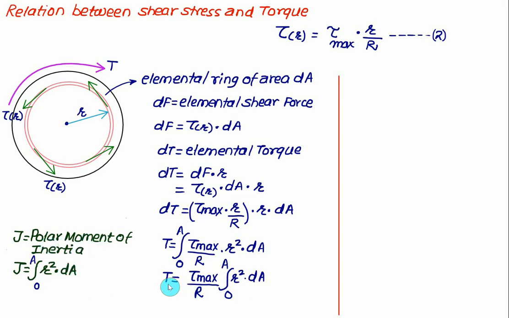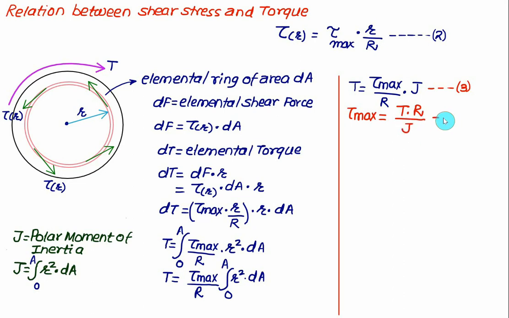So hence we are able to develop the equation of the torque, and in this case we get the total torque T equal to tau max divided by R multiplied by the polar moment of inertia J. Let's say this is equation number 3. So we can write this equation as tau max, the maximum shear stress, is nothing but total torque multiplied by the radius R divided by the polar moment of inertia J.